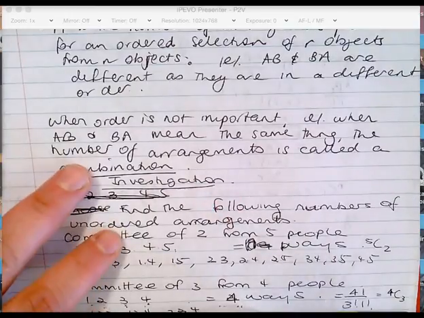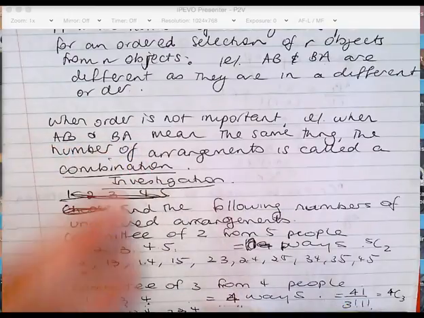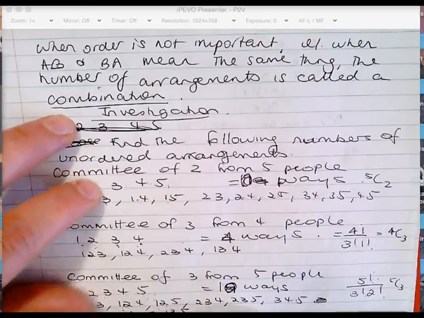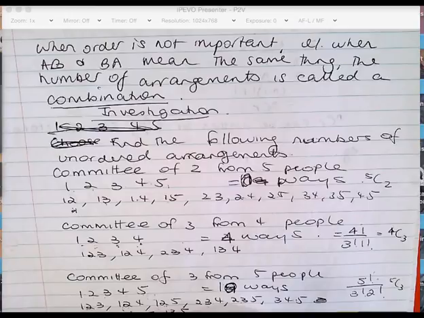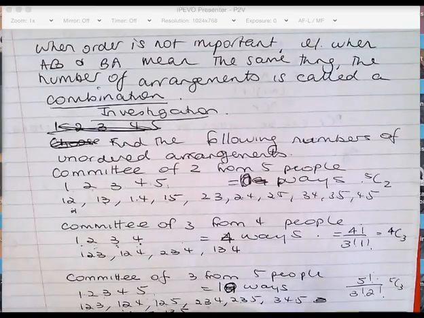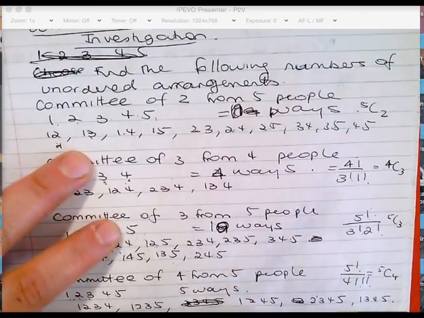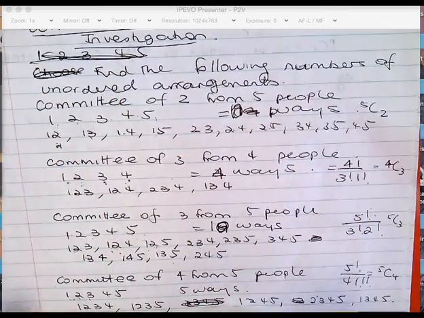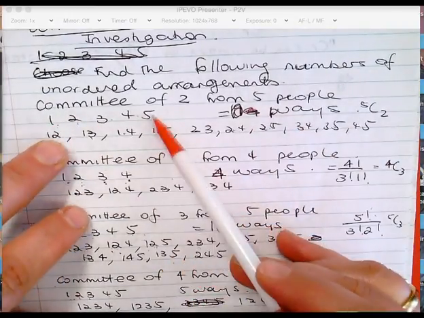All right, we'll do more of these as we go on, all right? So when order is not important, that is when AB and BA mean the same thing, the number of arrangements is called a combination, hence our topic, permutations and combinations. So permutation, order matters. Combination, order doesn't matter. You're just making combinations. Investigation. Find the following numbers of unordered arrangements. If I want a committee of 2 from 5 people, I know this is really messy. So I've got person 1, 2, 3, 4, 5.